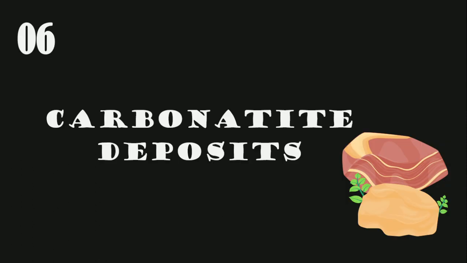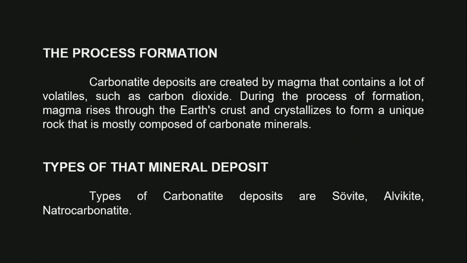So next is the carbonatite deposits. So these deposits are created by magma that contains a lot of volatiles such as carbon dioxide. During the process of formation, the magma rises through the earth crust and crystallizes to form a unique rock that is mostly composed of carbonate minerals.